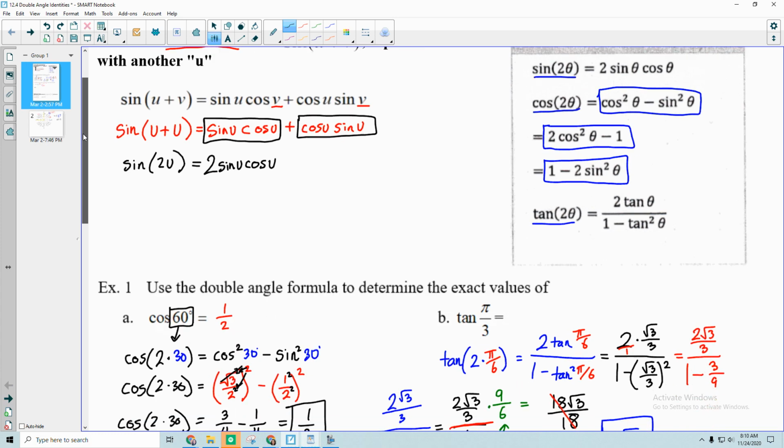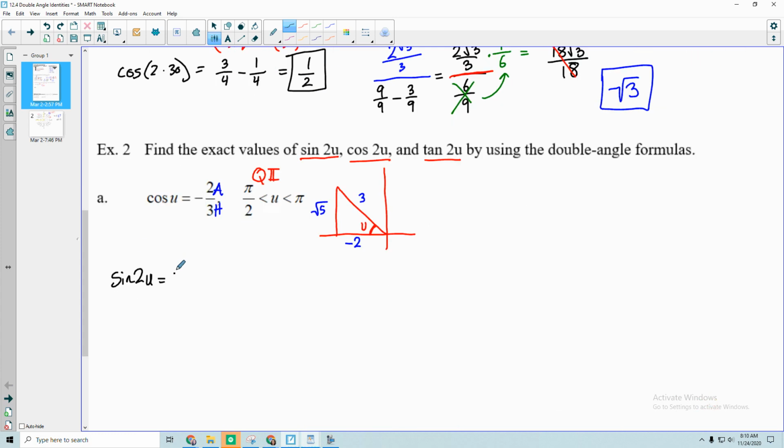So 2 times sine of that angle, and then times the cosine of that angle. All right, so how am I calculating this? Funny enough, I'm going to go to this triangle that I created, and this is where I can substitute in some of these values, okay? So I can find the sine of 2u by going to the triangle and finding the sine of that angle.